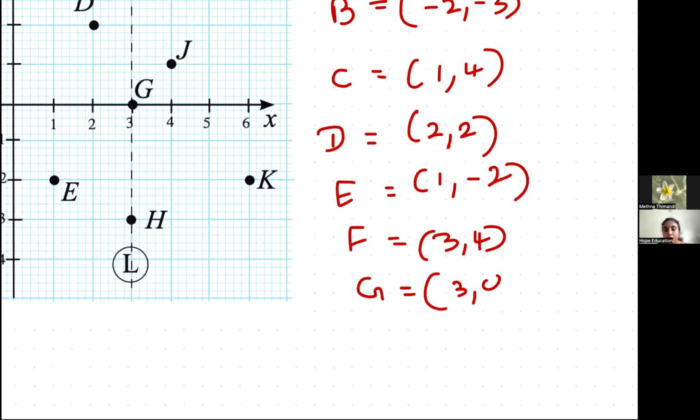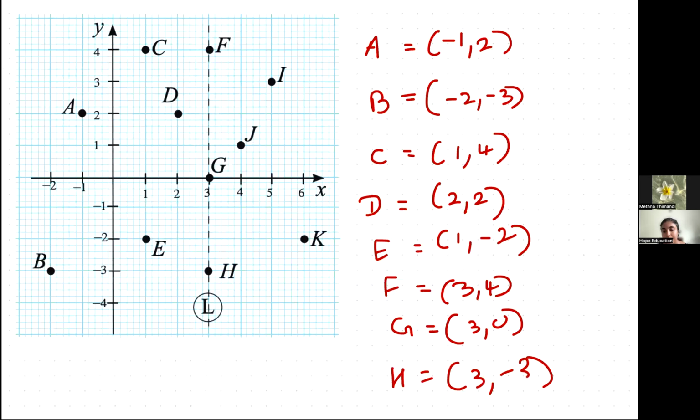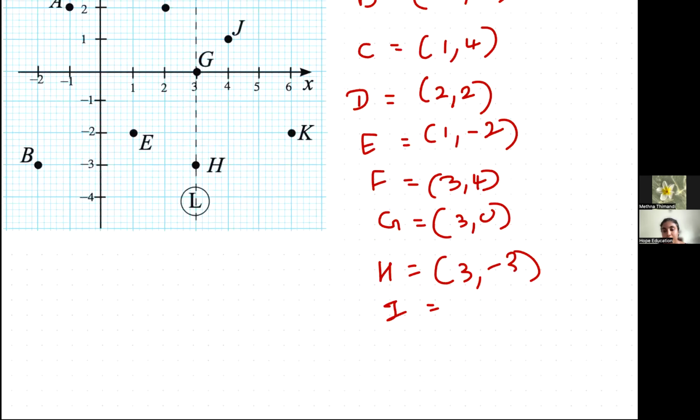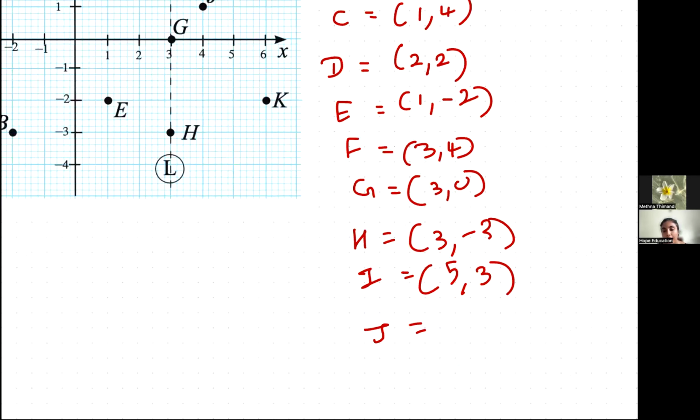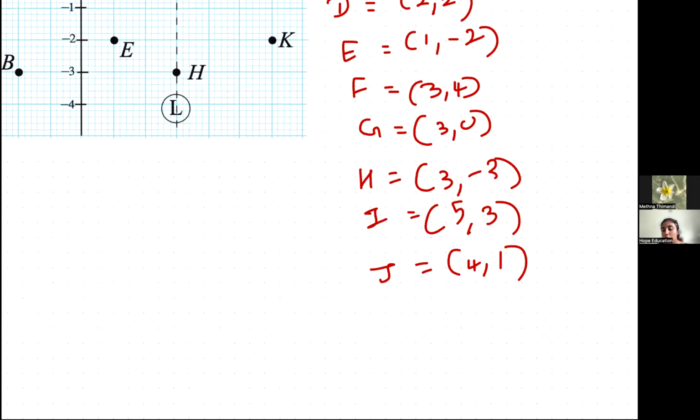Then H, if you take H, x value is 3, y value is -3. Then if we take I, I would be 5 and 3. Then J, that would be 4 and 1. Then K would be 6 and -2. Did you get the coordinates like this, Mitna?